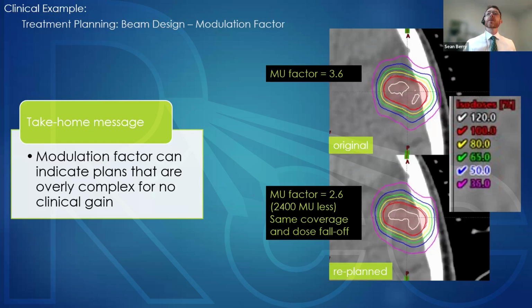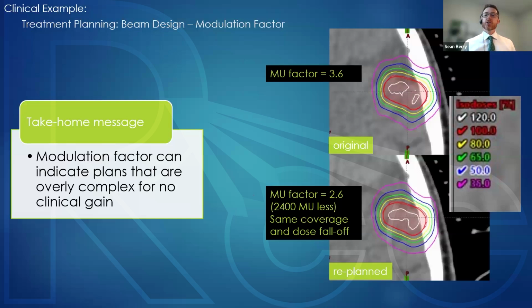And here's an example. Here's an SRS case where they did a very nice plan. It has very nice PTV coverage. The grading index, in other words the dose falloff away from the PTV, was nice and tight. But when they looked at the MU factor, they got 3.6. So the sum of the monitor units divided by, let's say, 2400 centigray was 3.6. That was a little high. And they replanned this case, okay? They got the same target coverage, the same grading index, basically the same plan with 2400 monitor units less.